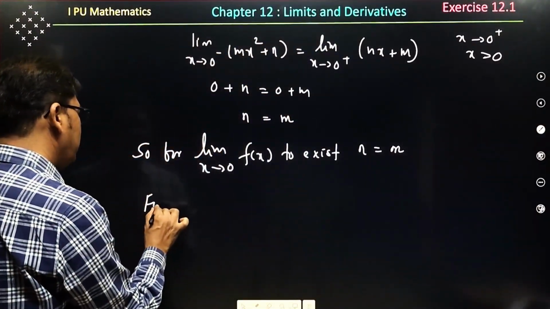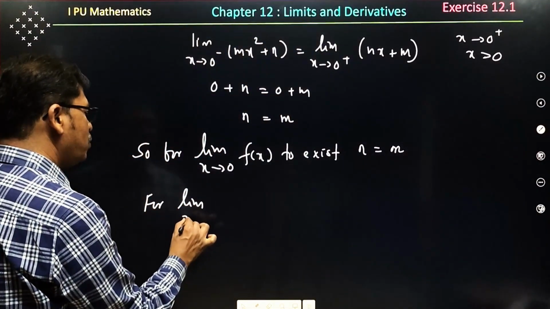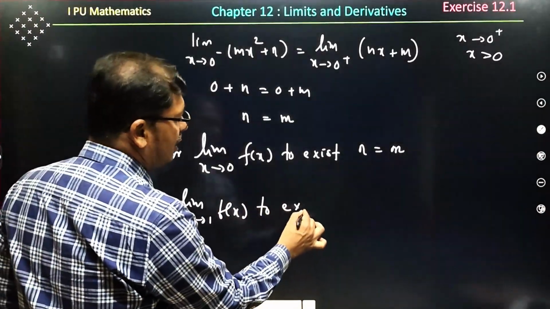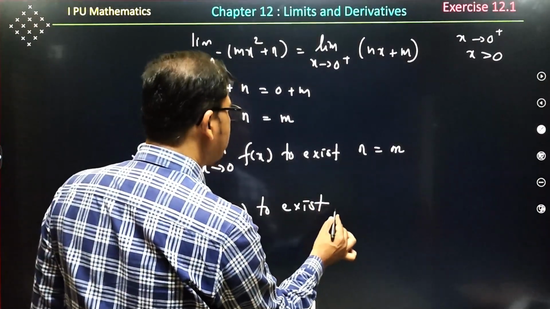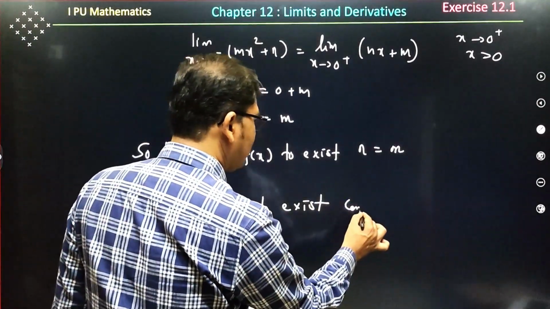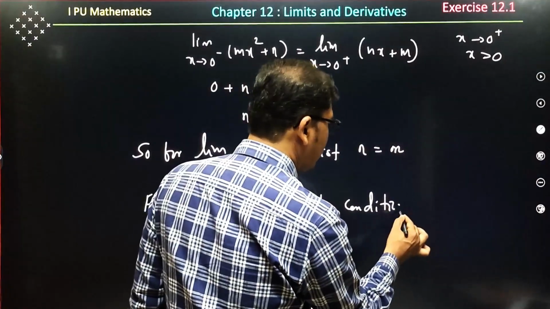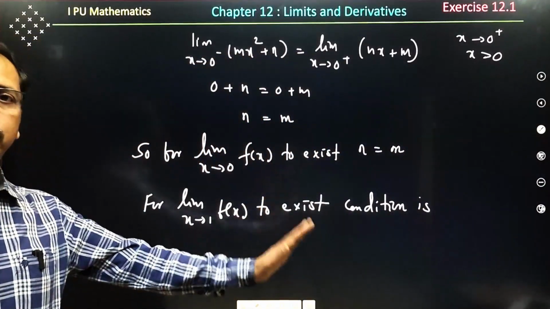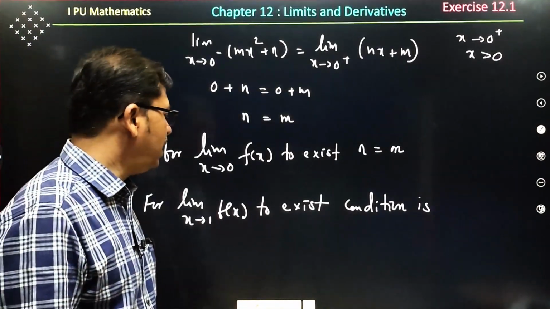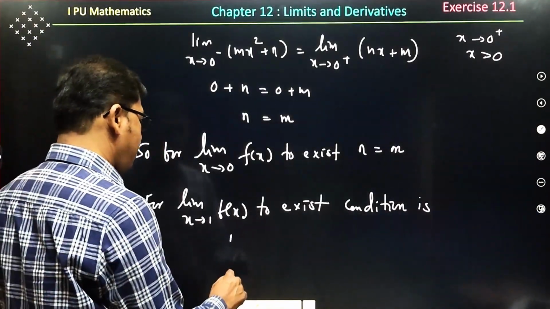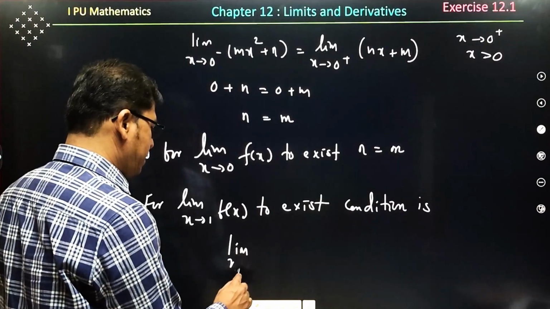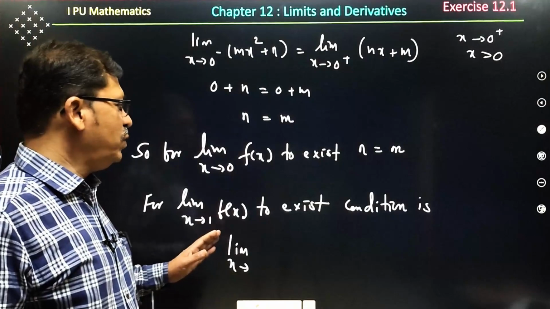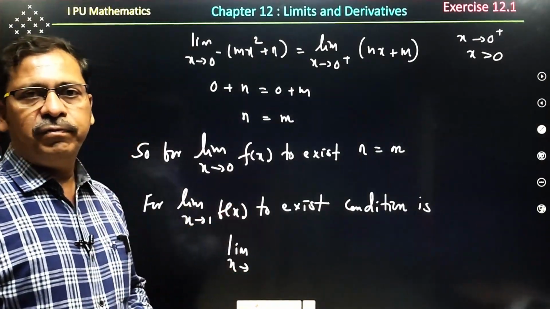Next, for limit x tends to 1 fx to exist, the condition, basic condition is, what's the condition, can you tell me? For limit x tends to 1 fx to exist, what should the condition be? Will anyone say?